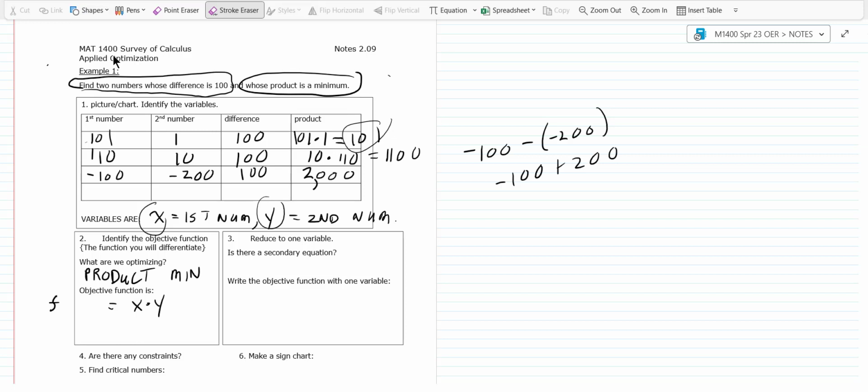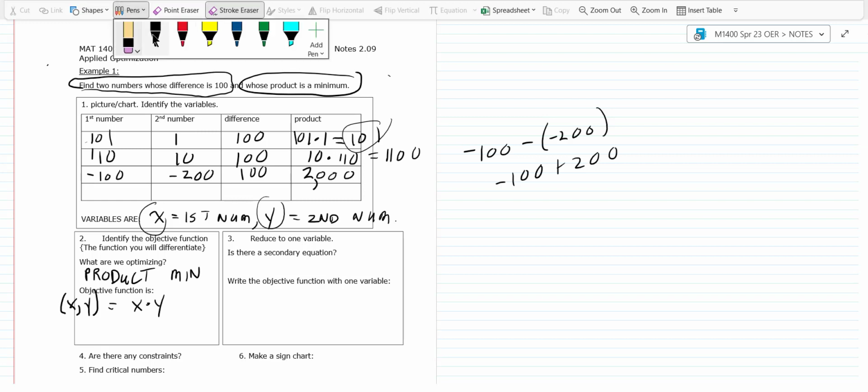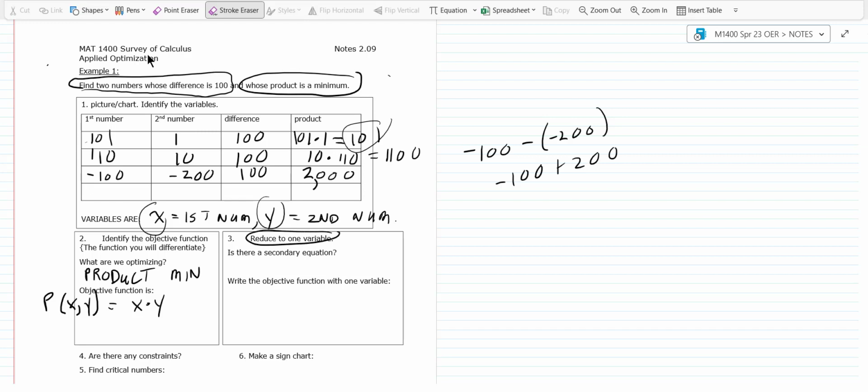Now I'm going to write a notational system that you're not familiar with. We say f of xy. You could say f if you want to, but I'm going to just use p of xy to stand for product. You don't have to do that, but I'm going to. Okay, so now what happens is you have to reduce this to one variable. The objective function, which is the product of x and y, has two variables. So there is a secondary equation.